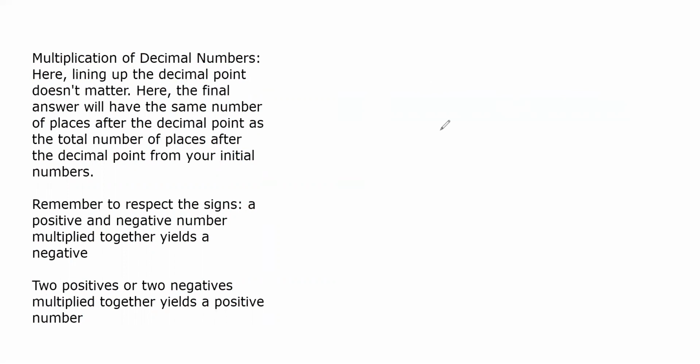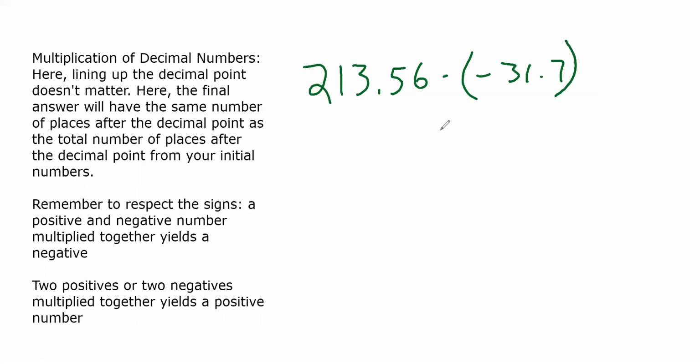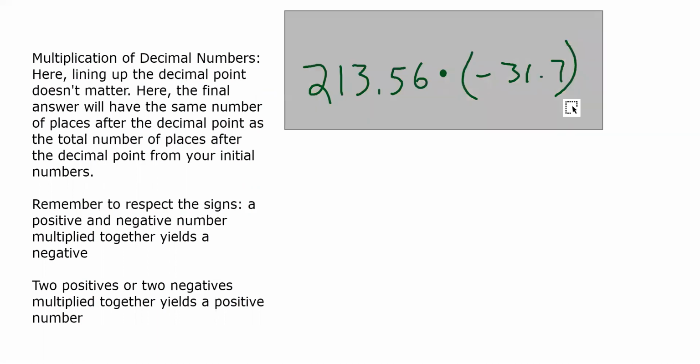So let's see here. Let's think of a good example. Let's say you wanted to do 213.56 times negative 31.7. You're multiplying. Let me make that a little more clear. You're multiplying these two numbers together. And we might need a little more space.